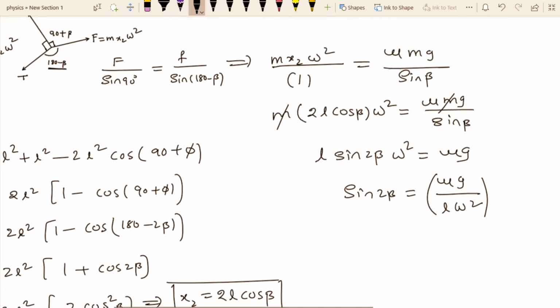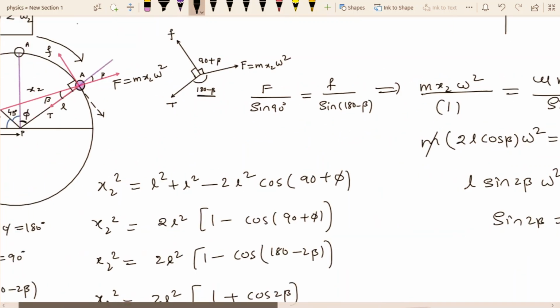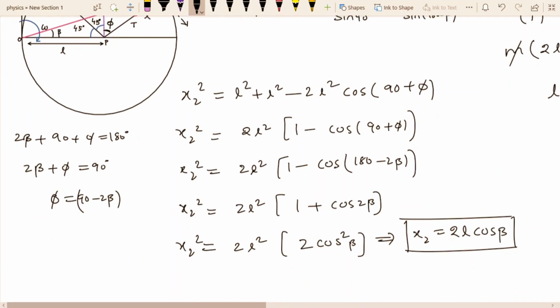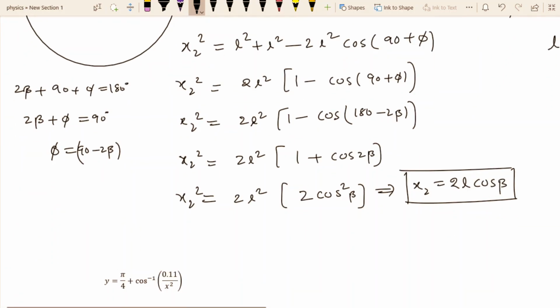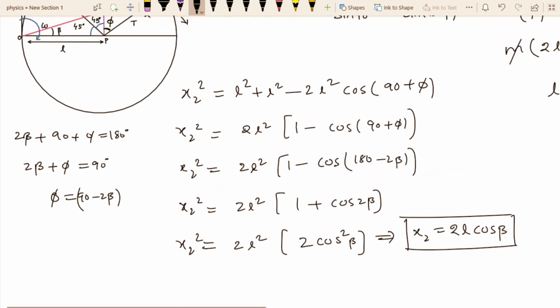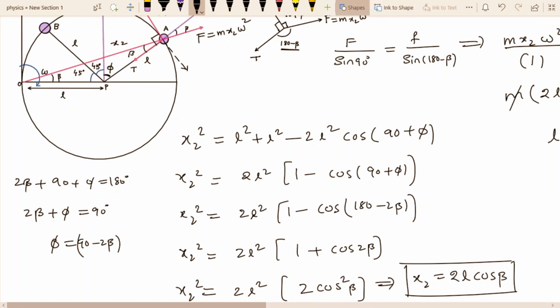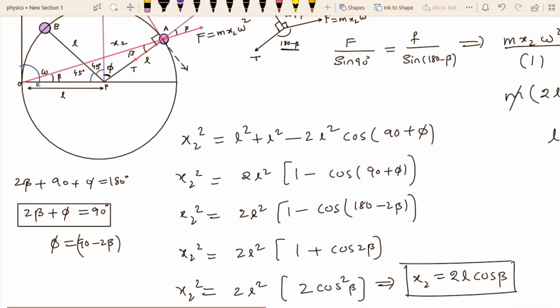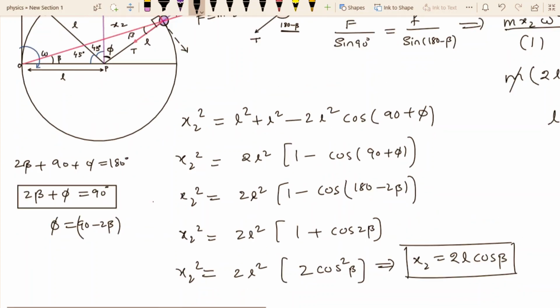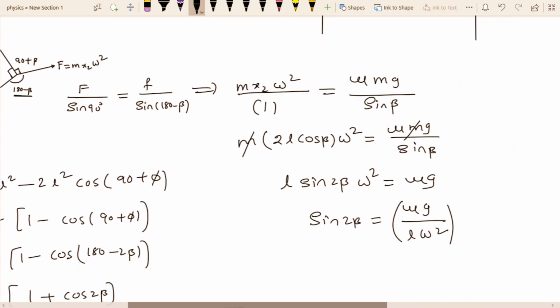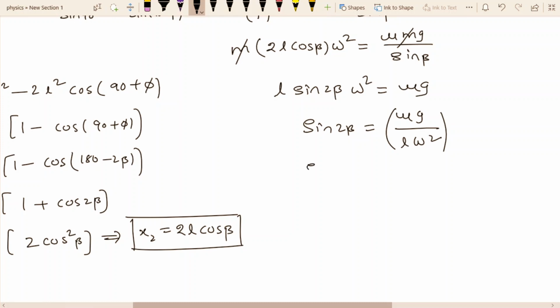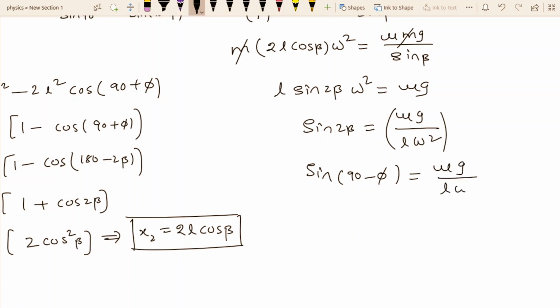But what is 2 beta? 2 beta can be written as 90 minus phi. You can clearly see here, 2 beta can be written as 90 minus phi. Okay, so I am using that point here. So sine of 90 minus phi is equal to mu g divided by L into omega square.